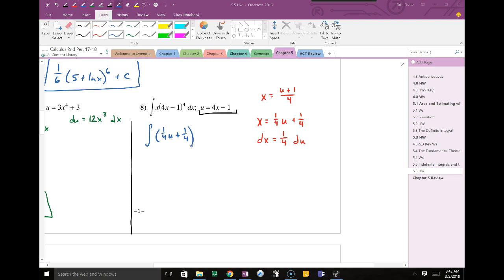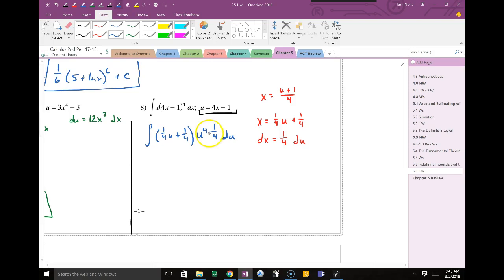Okay, then I have the quantity of 4x minus 1 to the fourth. How can I rewrite that with a u? U to the fourth. Nice. Now I have dx. What is dx equivalent to? Careful. 1/4 du. See where that came into play?